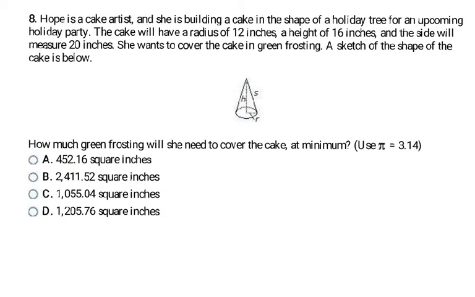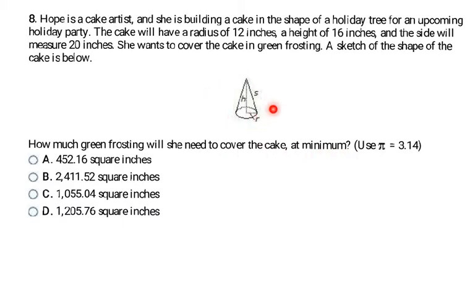Right. This question says, Hope is a cake artist. She is building a cake in the shape of a holiday tree for an upcoming holiday party. The cake will have a radius of 12 inches, a height of 16 inches, and the side will measure 20 inches. She wants to cover the cake in green frosting. A sketch of the shape of the cake is below. How much green frosting will she need to cover the cake at minimum?